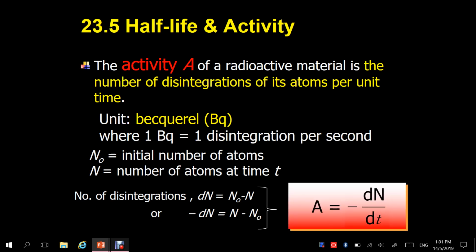And with that, we can form an equation for activity. This is the defining equation for activity, which is minus dn, the number of disintegrations, divided by dt, so it's per unit time. So activity is the number of disintegrations per unit time. So this gives you the defining equation for activity.